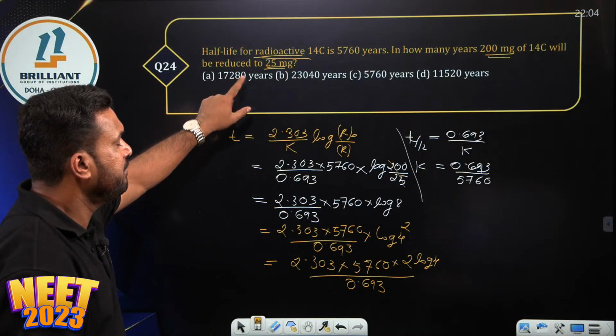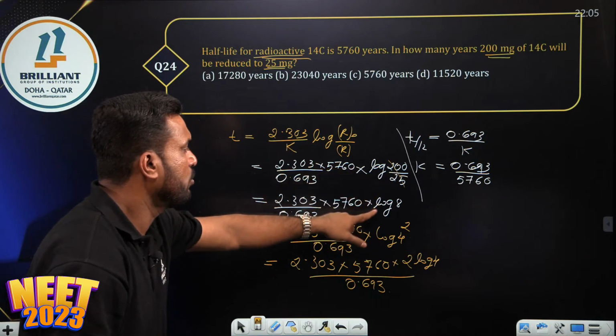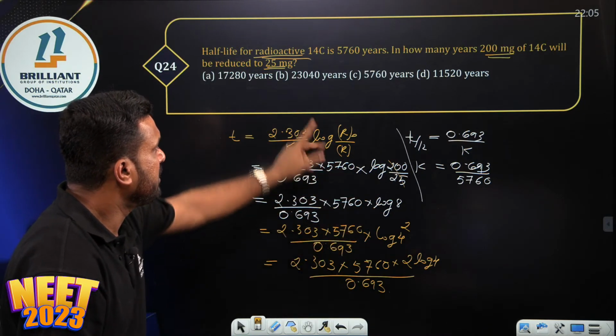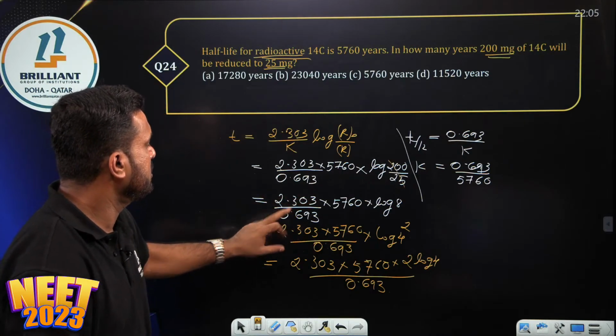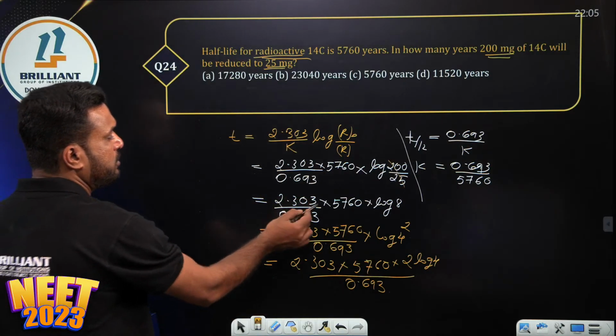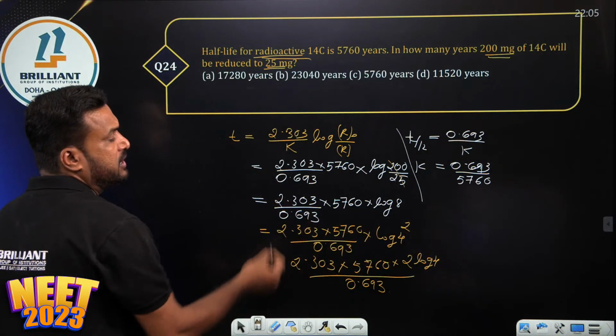This type of question will be there. Both the values are in milligram, so you can keep them the same. So log 8, this value you need to solve, and 5760 years is the half-life value used for K. You can substitute over here; 2.303 and 0.693 you can cancel. So you will be getting 0.3010.